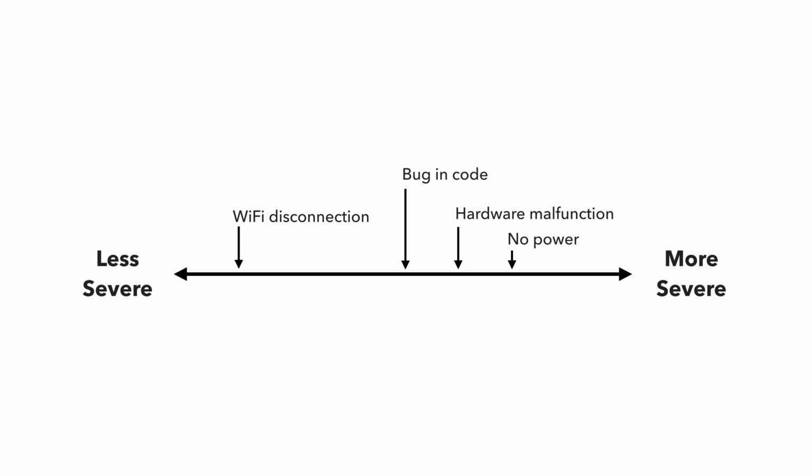And so what we really want to know is, can we tell the difference between these different issues? Because they have different implications. Like I said before, a Wi-Fi disconnect is annoying, but it's not a big deal. We'll still get the data. But something that has no power is useless to us. It's not collecting any data. So that's a much more severe issue.